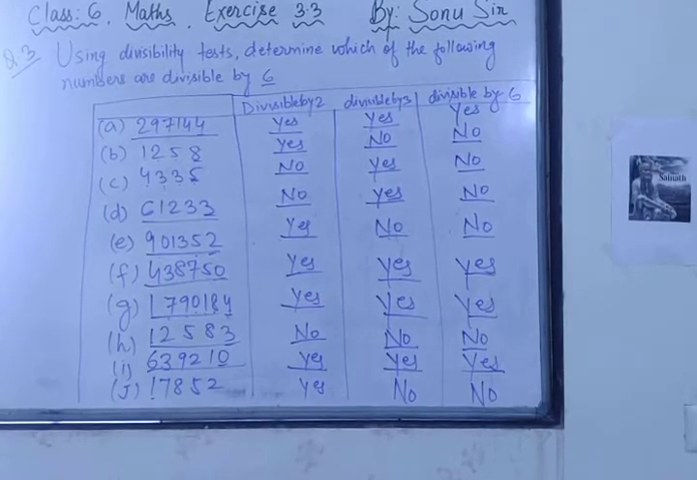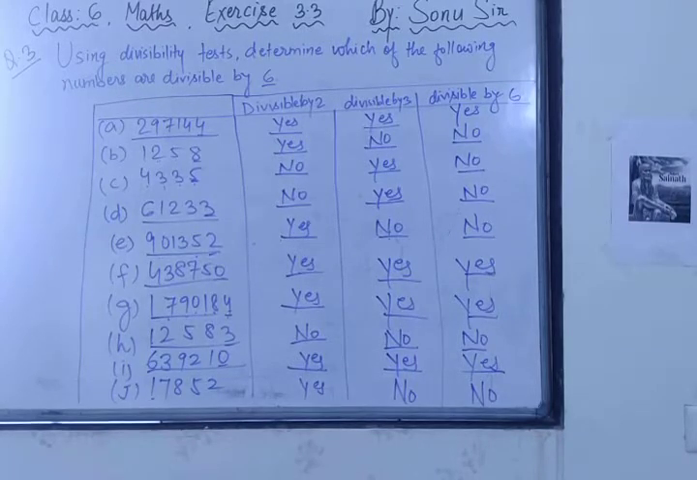So, as you have seen about 2 and 3, let's check whether the answers are right or not. The first answer is, on adding all the digits, the sum is 27. 27 is divisible by 3. Hence, this number is divisible by 3 also. As the number is divisible by both 2 and 3, it is divisible by 6.